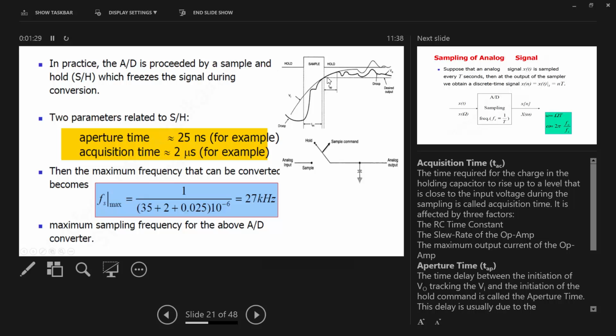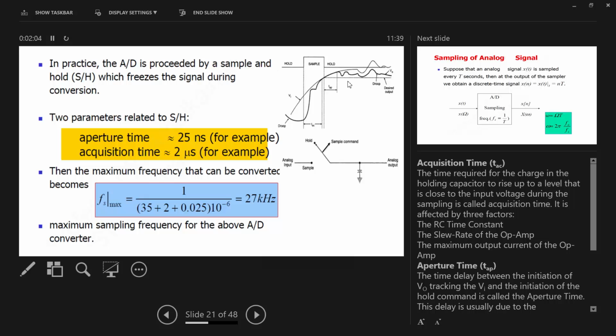Still now the hold has not come into action. It's only sampling taking place. Time delay between the initiation of the VO tracking the VI and the initiation of the hold command. Now this timing from this point to this point is the aperture time, when actually the output voltage of the sample and hold circuit starts tracking the input voltage. This is aperture time.